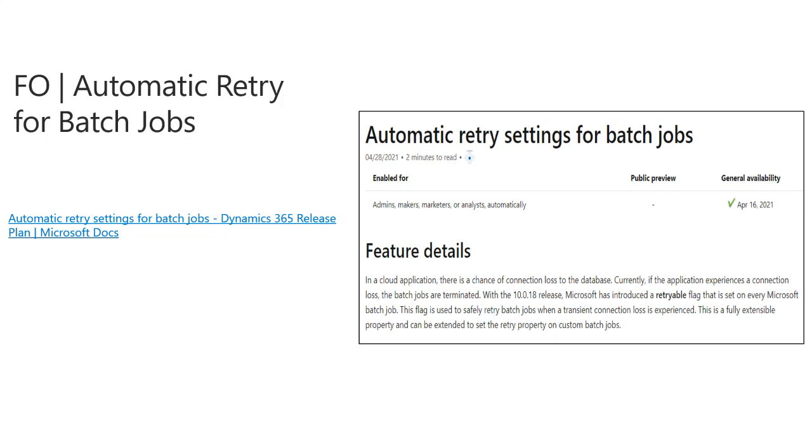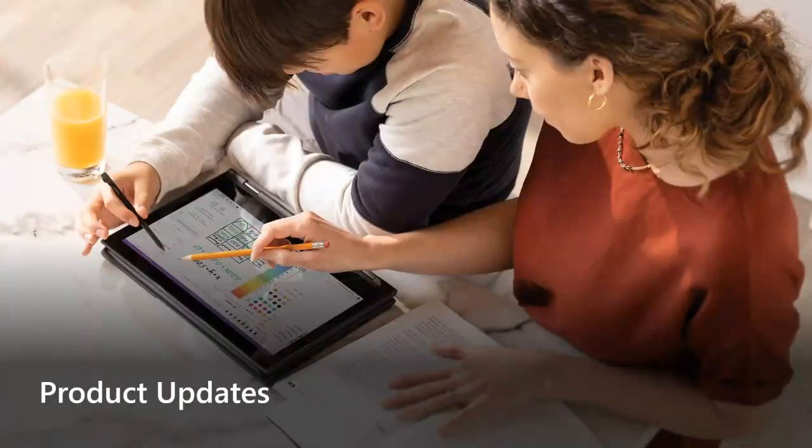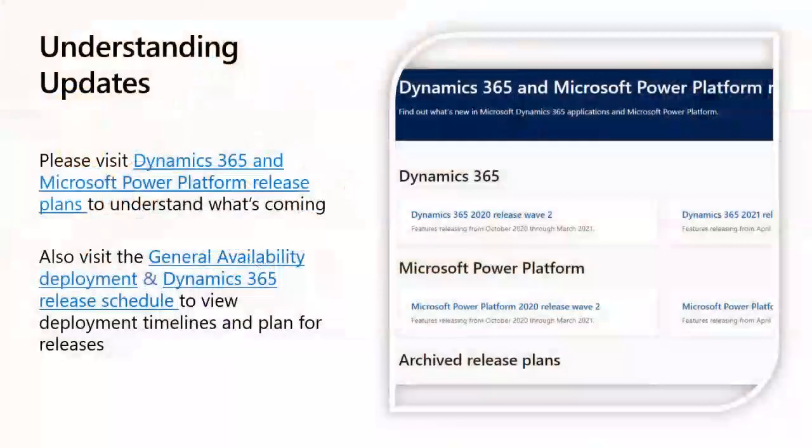And next we'll move on to product updates. Within that, one thing we want to first mention is that our release plans, and Ryan talked about this a little bit earlier too, are available in advance of a planned release. So you can always visit these release plans to learn about any upcoming features. Along with these release plans, the release schedule shows the deployment timelines and plans for that release. So if you're looking for something in particular, you can see when general availability will be, when public preview will be, so you can plan accordingly.